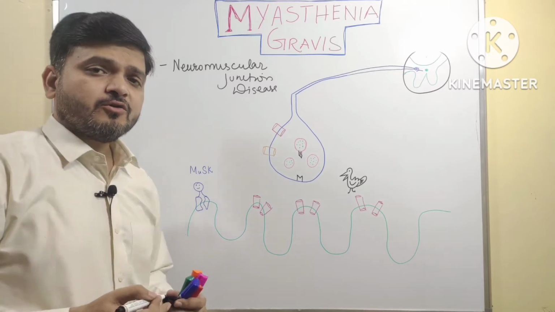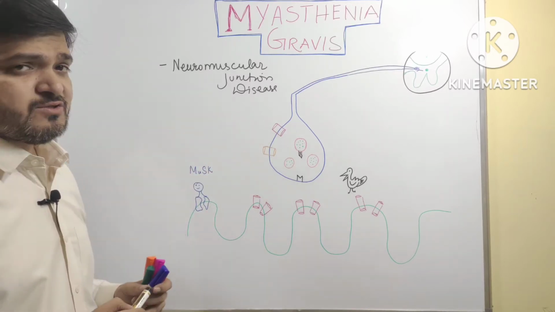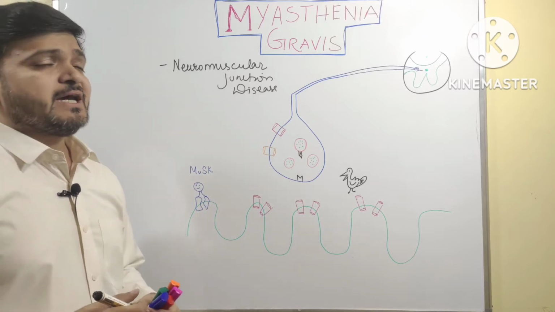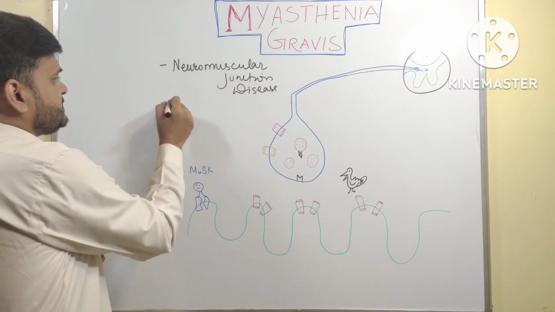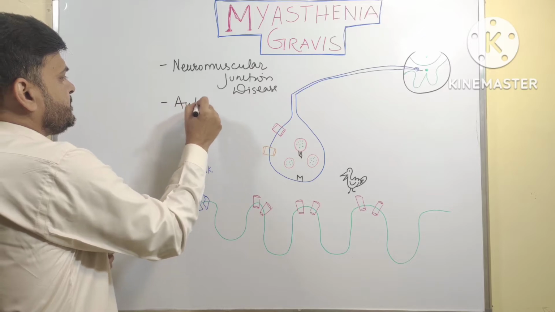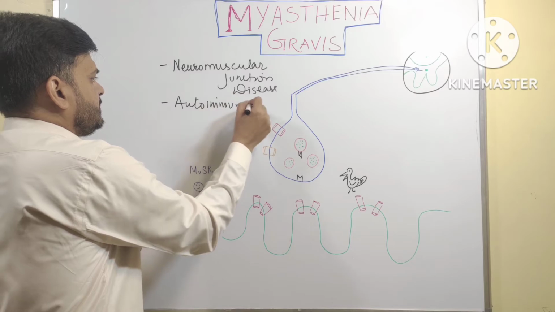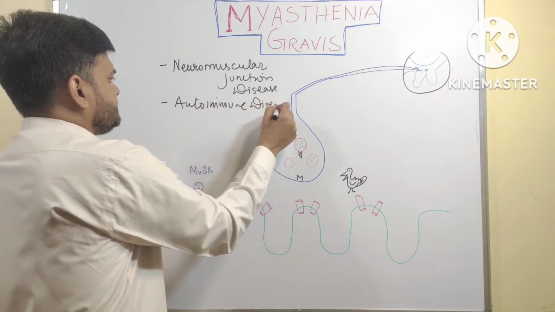So as we all know, the disease known as Myasthenia gravis is a disorder of the neuromuscular junction, and it is an autoimmune disorder, right? It is an autoimmune disease.